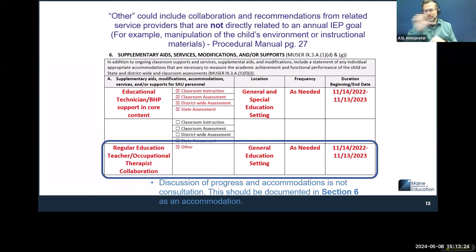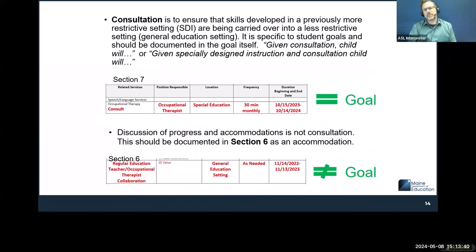This is an example of that collaboration where you would put it in section 6 as an accommodation, right? The gen ed teacher and the OT are going to collaborate on accommodations or something. Oh, Carly made this great visual. I want to put it in here. So if there's a goal, it goes in section 7. If there's no goal, it goes in section 6. Just an easy way to remember that.